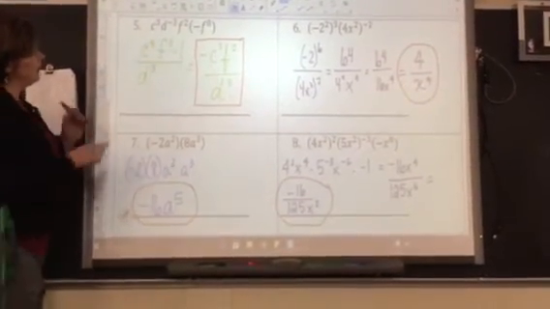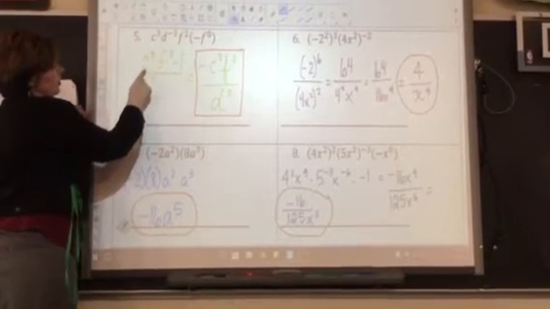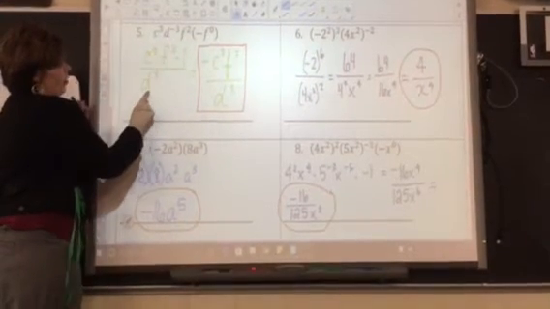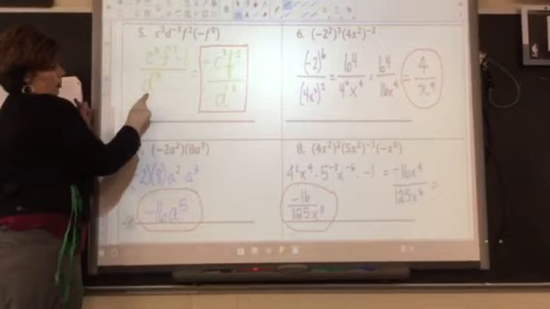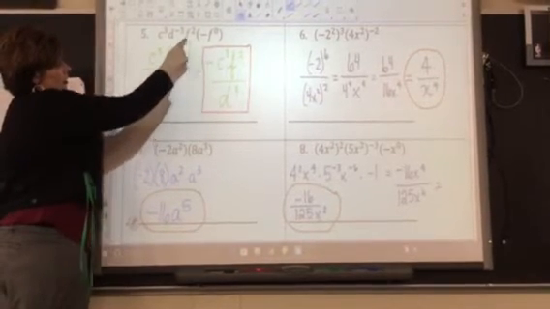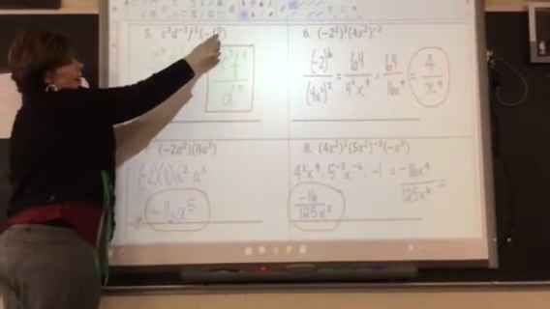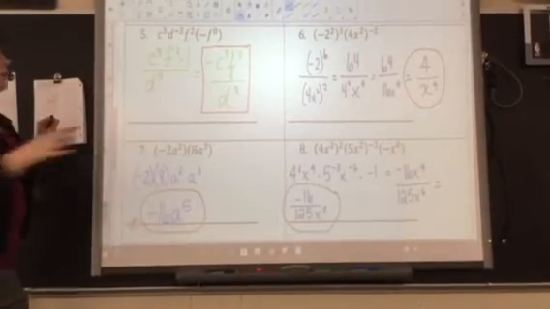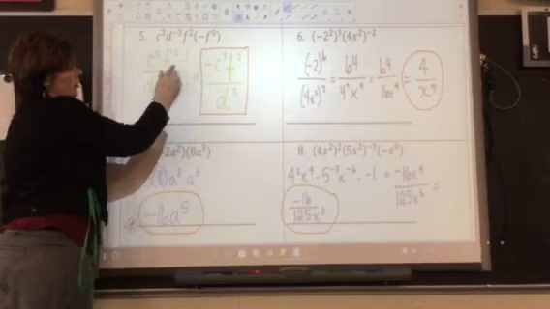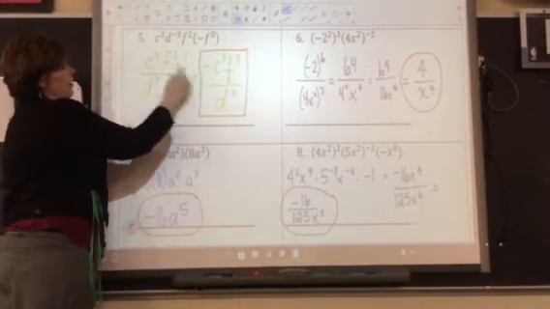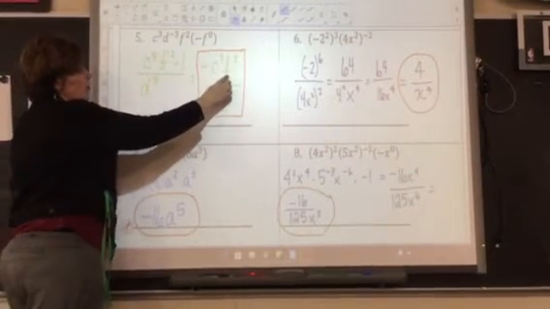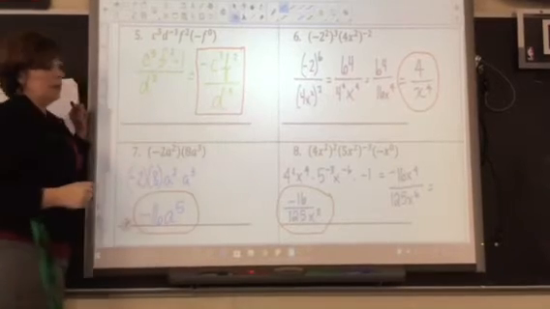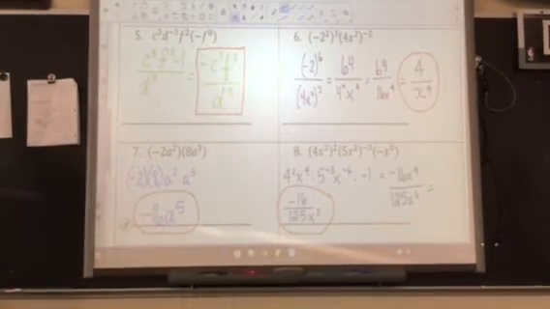Number 5, c cubed. D to the negative 3, I dropped it. Moved it down to make it positive, d cubed. F squared, negative f to the 0 power. Anything to the 0 power is 1, so this is essentially saying negative 1. So all I did is I moved this negative out front, so I end up with negative c cubed f squared all over d cubed. Good?